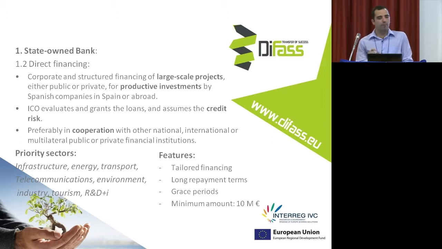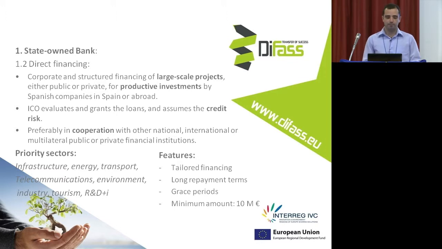These loans will be provided preferably in cooperation with other national, interregional, or multilateral public or private financial institutions. The priority sectors for these big loans, which have to be of more than 10 million euros, are infrastructure, energy, transport, telecommunication, environment, industry, tourism, and research. The characteristic of this type of loan is that they are big loans of more than 10 million euros. They normally have good grace periods with long repayment terms, and the financing is tailored according to the circumstances of the loan required.